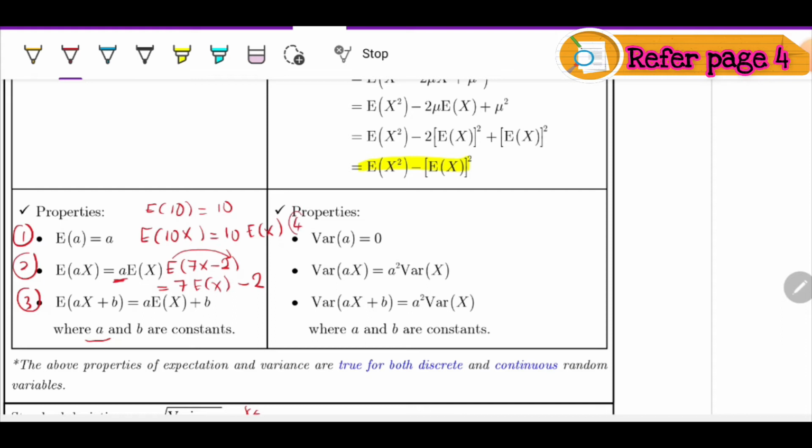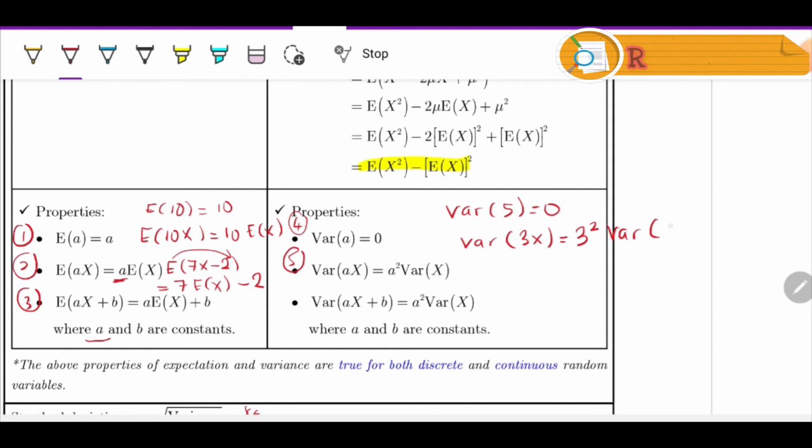Property number 4. Variance of a constant is equal to 0. For example, variance of 5 is equal to 0. Property number 5. Variance of AX is equal to A squared times the variance of X. For example, variance of 3X. So we can take out the constant of X, then square it, then multiply by the variance.